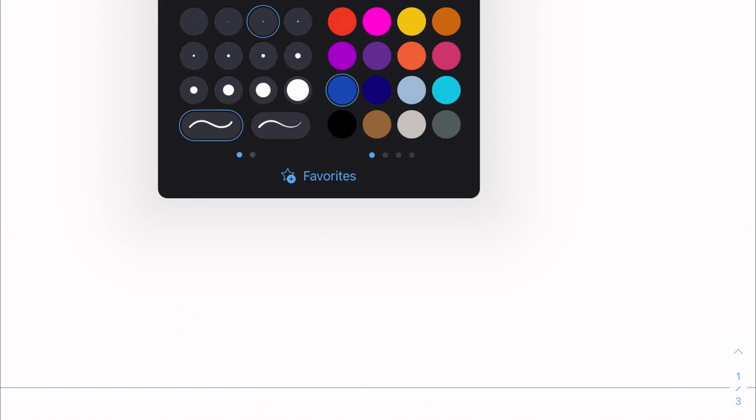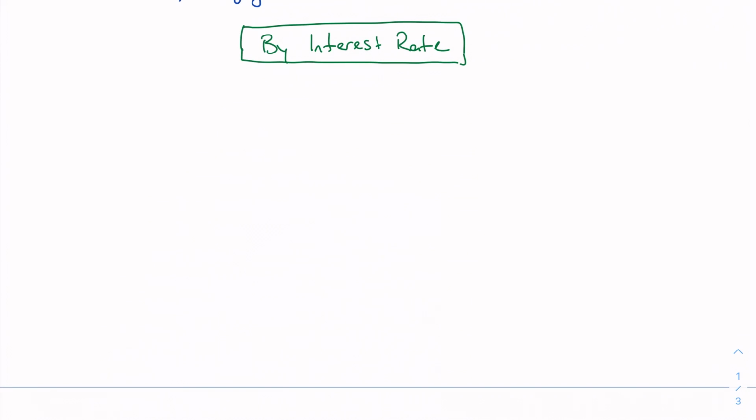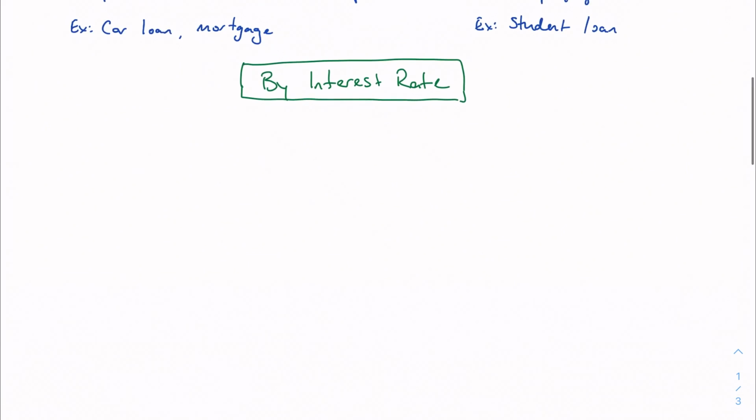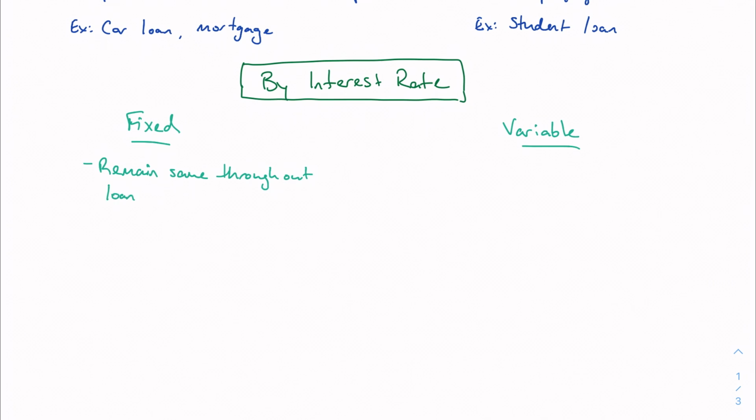And then the other thing we can talk about is the interest rates and the way that interest rates are assessed on different types of credit. And the first way we can come up with an interest rate is just a fixed interest rate. And then, of course, if it's not fixed, then it varies. So we would call it a variable interest rate. And it's exactly what it sounds like. A fixed rate is going to remain the same throughout the loan term.